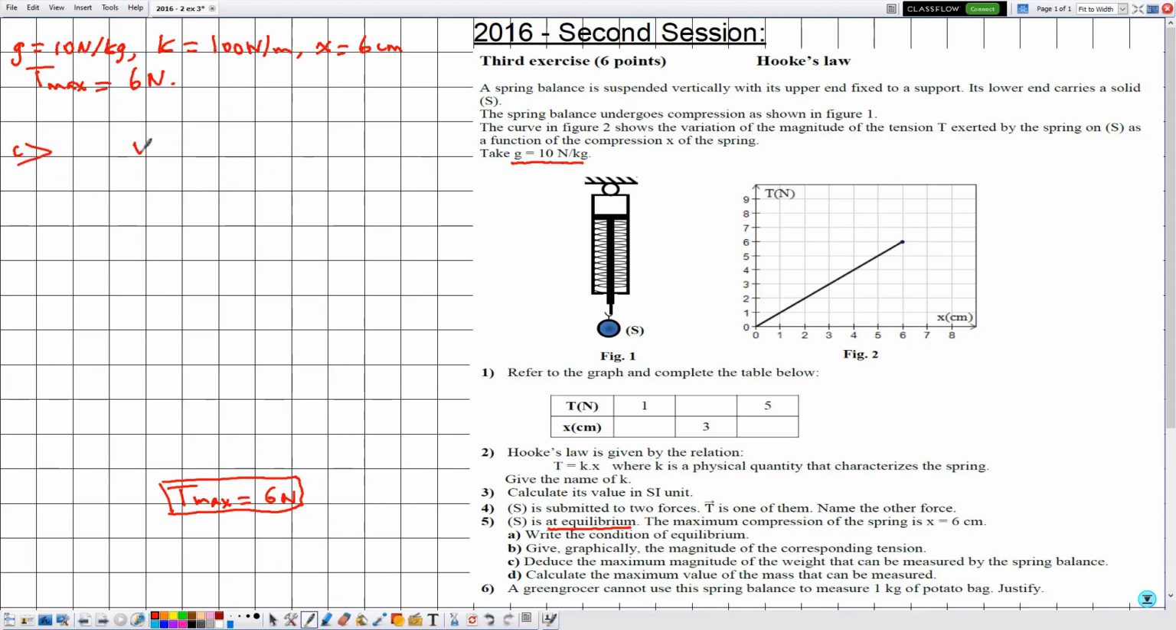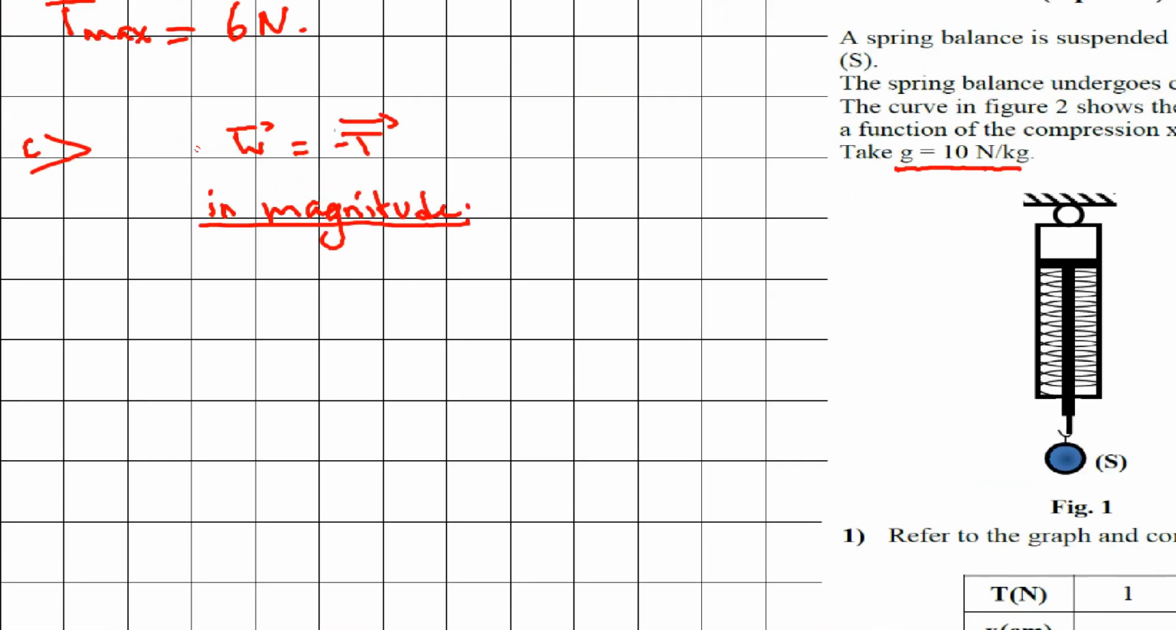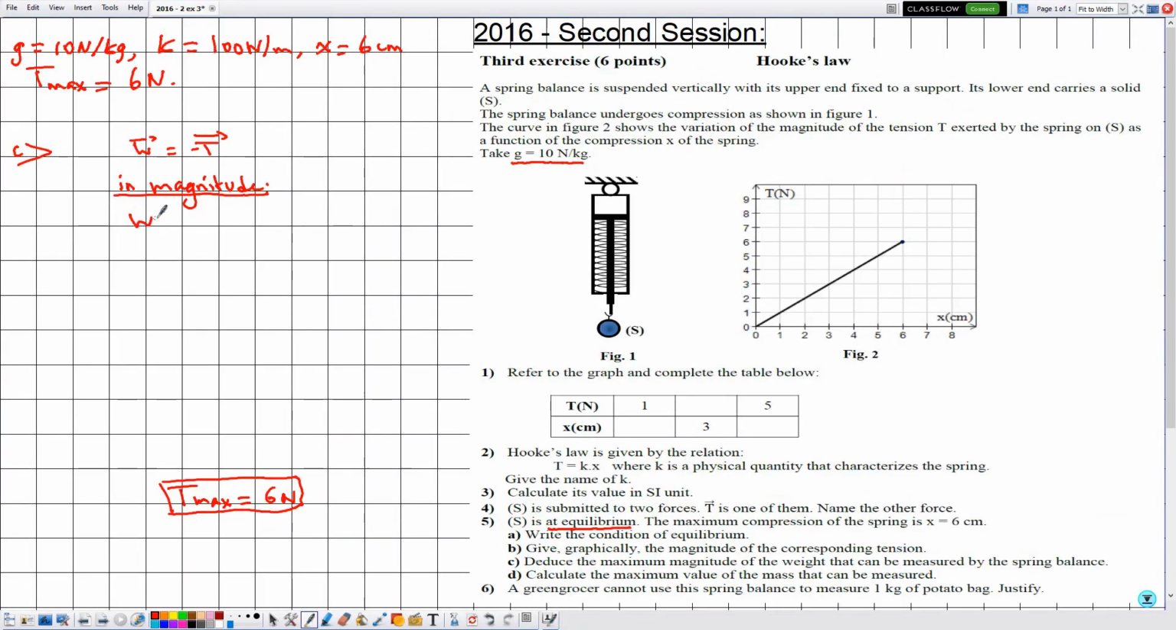Now because we have that W vector is equal to minus T vector and we are interested in the magnitude, then in magnitude, we drop down the vectors and we remove the minus sign, so we have that W is equal to T. But knowing that T max is equal to 60 newtons, then the value of the maximum weight is given by 60 newtons as well. This is because W is equal to T.